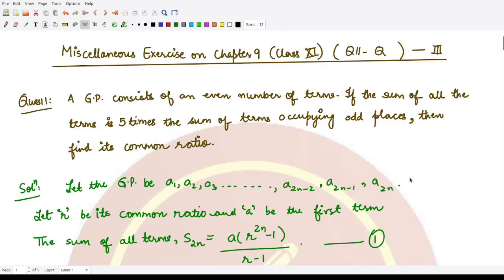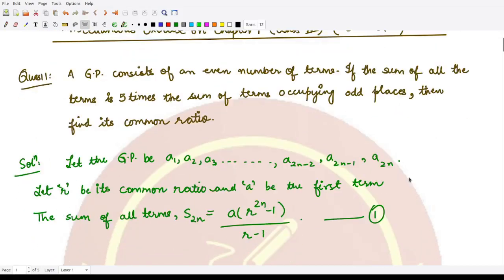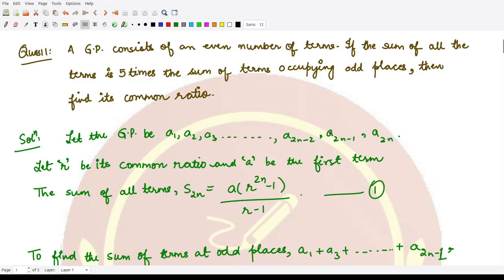In this video, we'll be solving question 11 from miscellaneous exercise on chapter 9. So here the question says a GP consists of an even number of terms, right? So the total number of terms is an even number. If the sum of all the terms, if you add all the terms, is 5 times the sum of terms occupying the odd places.